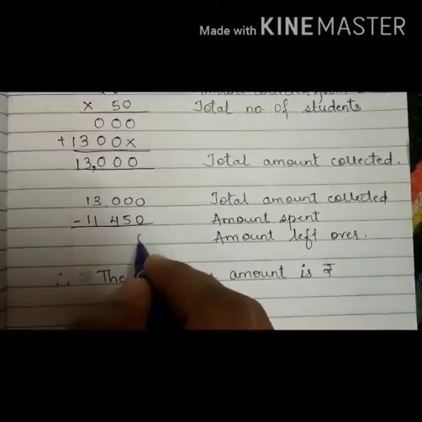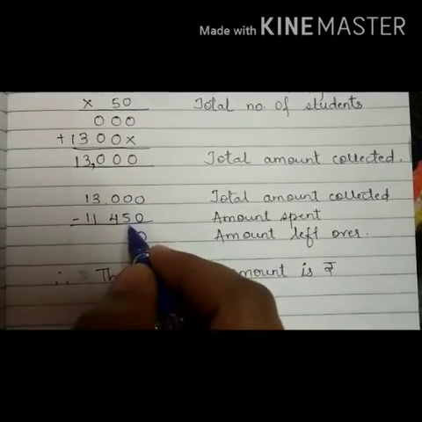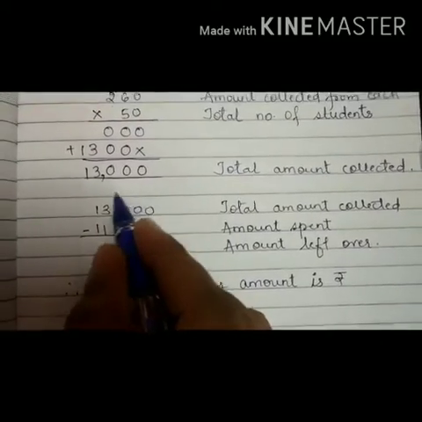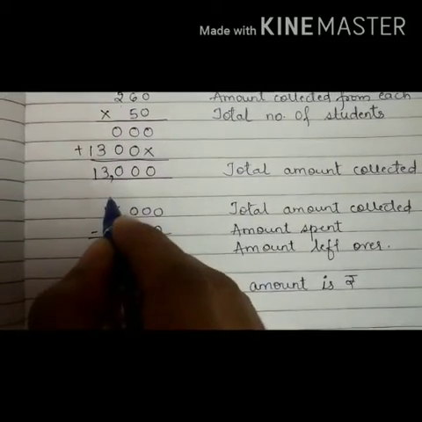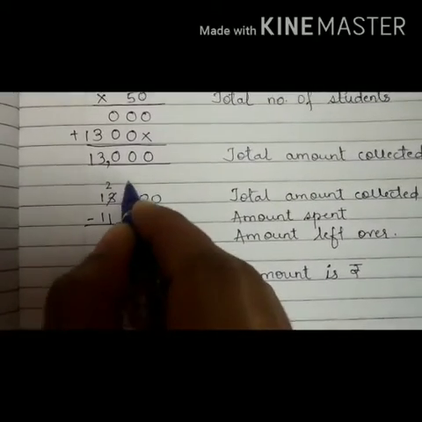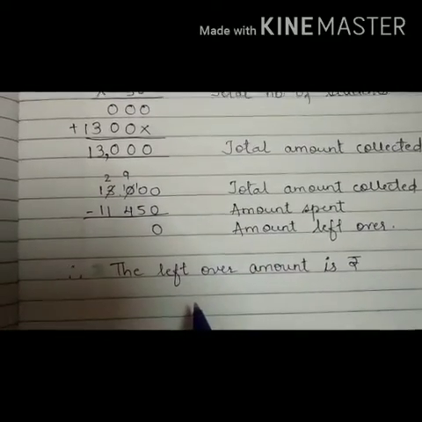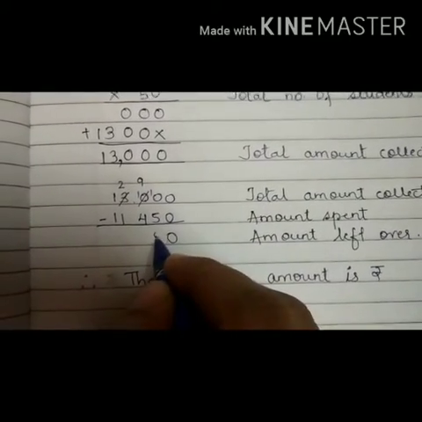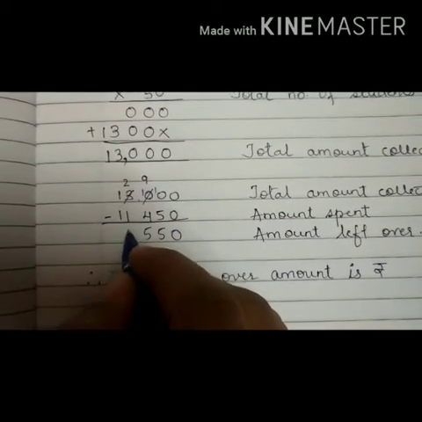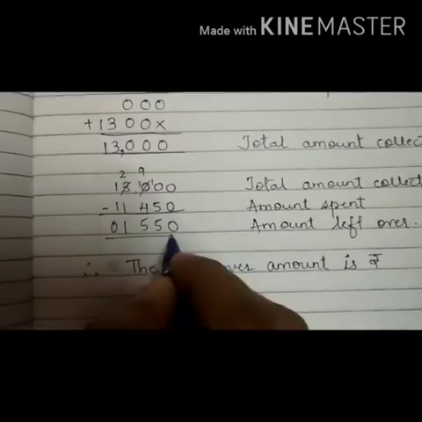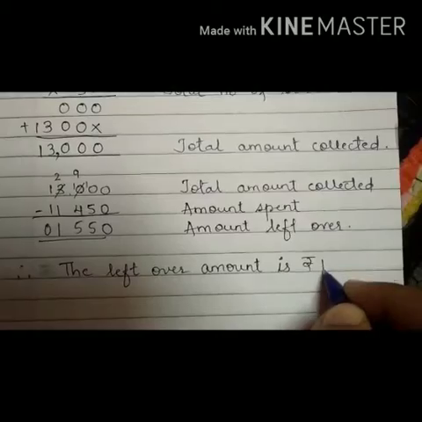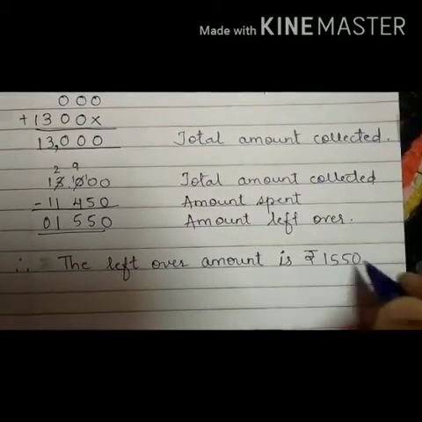0 minus 0, 0. 0 minus 5, it's not possible. So you have to borrow from the next number. Again it is 0. So you have to borrow from another number. 3 will become 2. This will become 10. Now 1 you have to give over here. So this will become 9, and this will become 10. So 10 minus 5, 5. 9 minus 4, 5. 2 minus 1, 1. And 1 minus 1, 0. So the leftover amount is how much? 1,550.